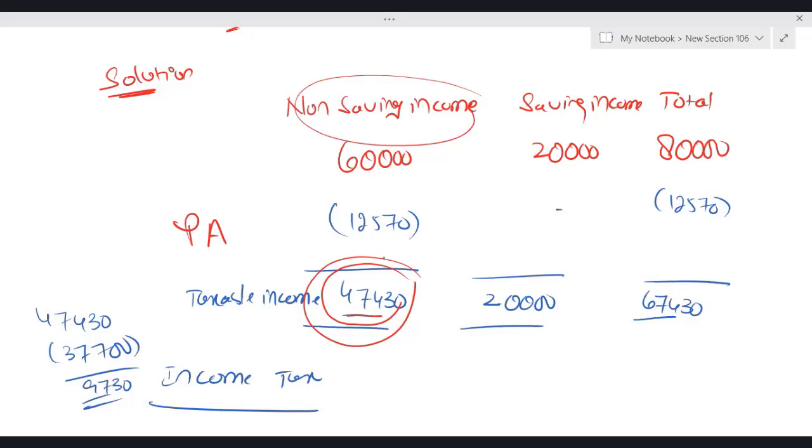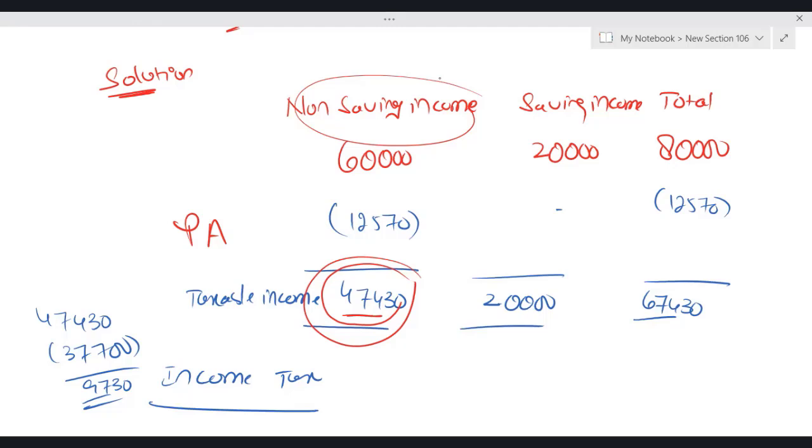So you can see here, this individual will not be getting any starting rate band. Why? Because logically that is already utilized. That is already consumed by the non-saving income. So whenever in the column of non-saving income, taxable income is either 5,000 or more, starting rate band will not come into action. Now, second, now let's think for the nil rate band.